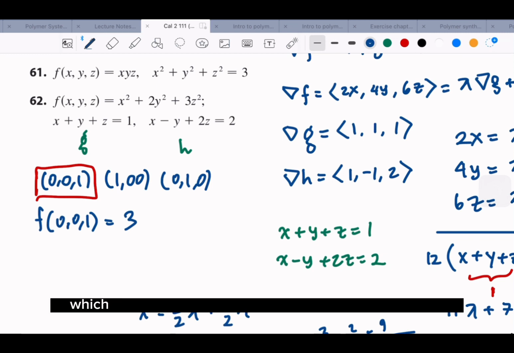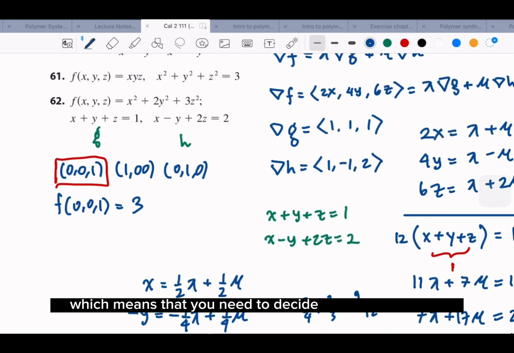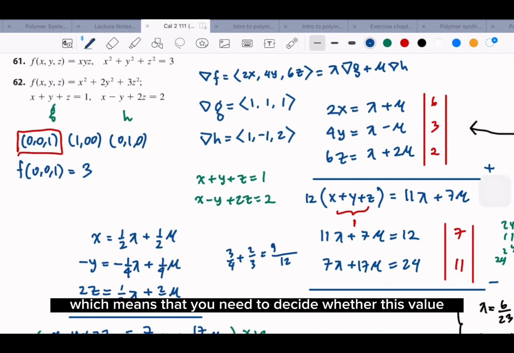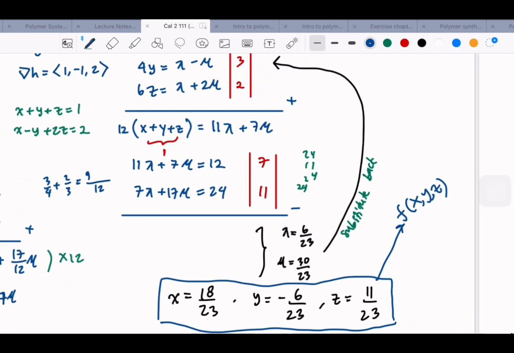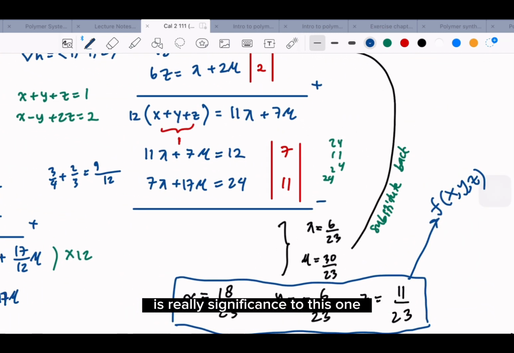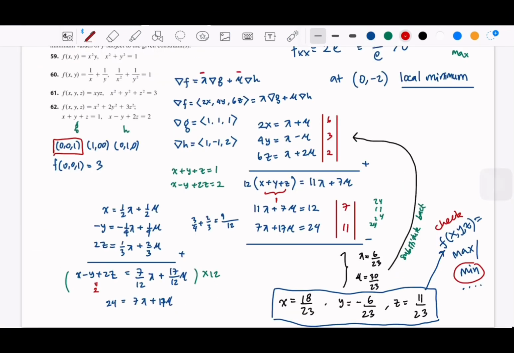Okay, which means that you need to decide whether this value is really significant to this one, okay? And how much different. Okay? If this is higher than the value that satisfied before, then this will be maximum. If this is lower, then this will be a minimum. We'll have a break. Okay, so we now move to the new chapter.